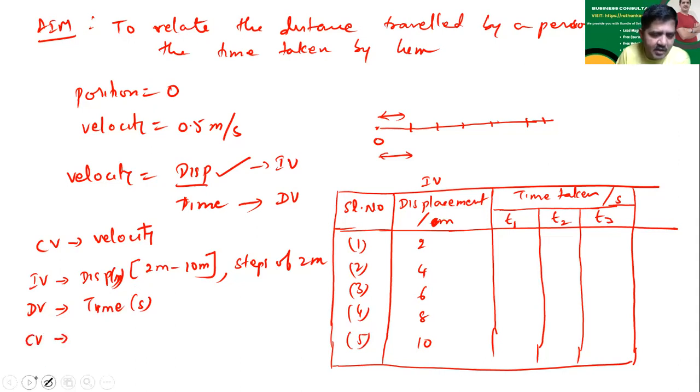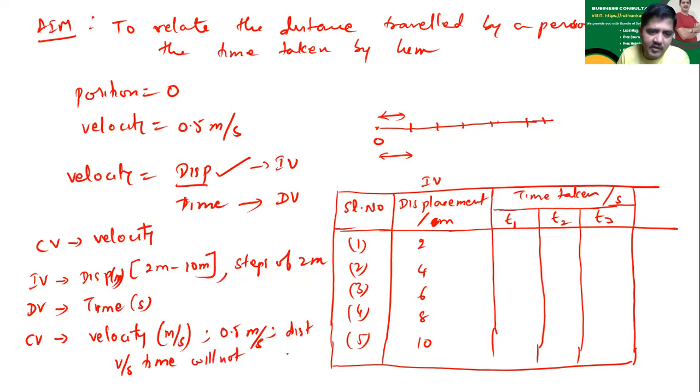Control variable. What is my control variable? Control variable is velocity. How are you going to measure it? Meter per second. What is the constant? What is the value of this? 0.5 meter per second. Okay, so we have mentioned the control variable and its value. Very important here: the third step is, if this is not kept constant, what will happen? Distance versus time will not be a constant.